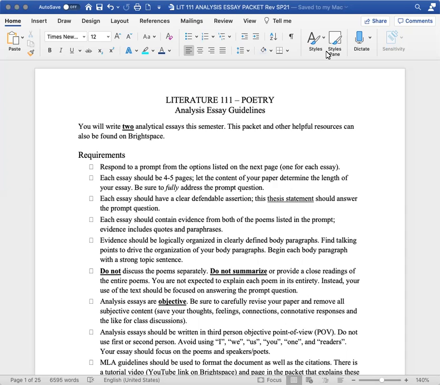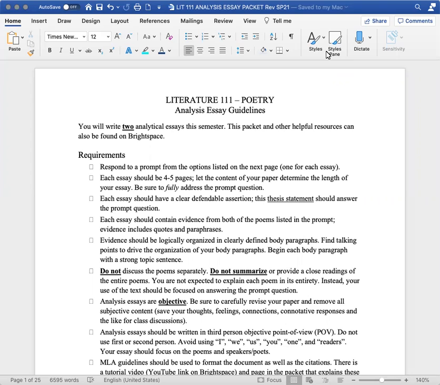So you will be writing two analysis essays this semester, and these essays are very different than the close readings that you've done in a way. The main difference is that these are longer and that they have to be written from an objective third person point of view. Each essay will be in response to one of the 10 prompts that's on the second page of this packet. And I'll be guiding you through the whole process.